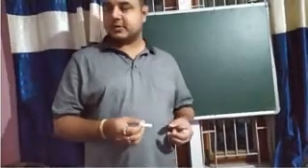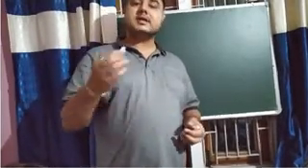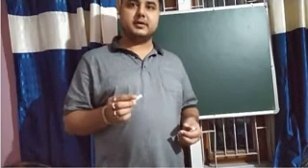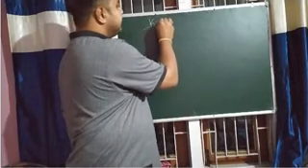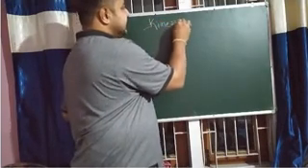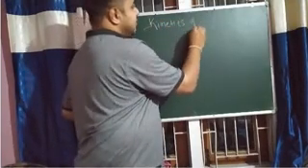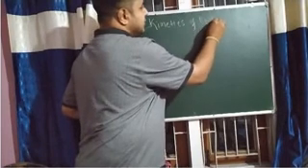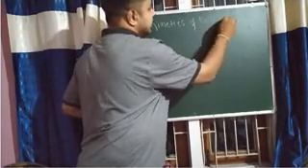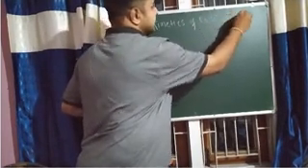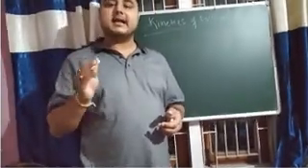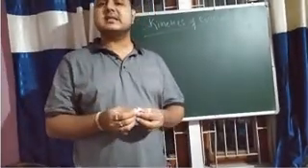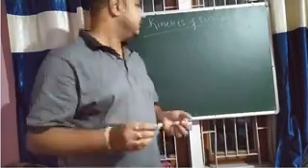Hello everyone. So we are going to start the next part of the colloidal dispersion. The next part of colloidal dispersion is kinetics. Kinetics of colloidal dispersion. Now, if we say kinetics, the first and foremost thing is the Brownian motion.